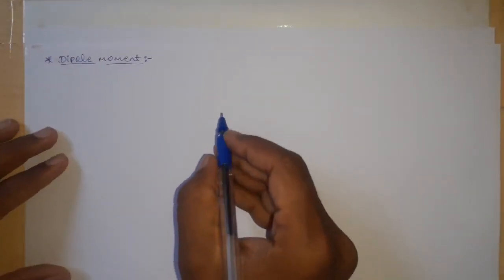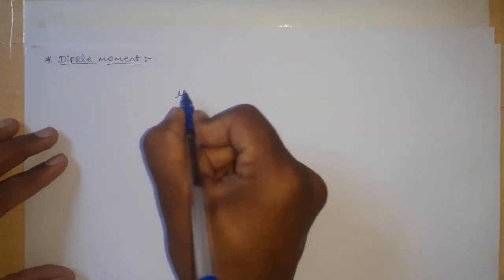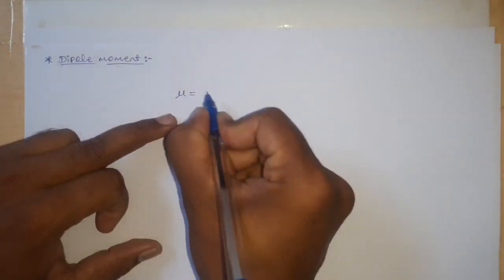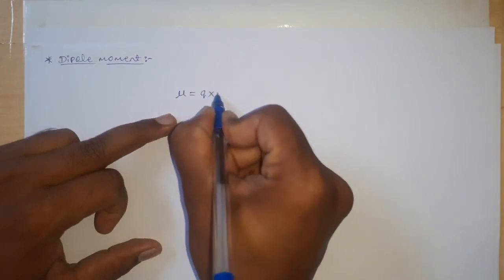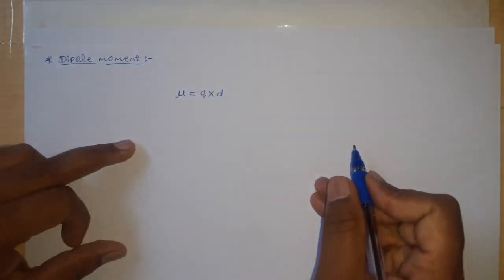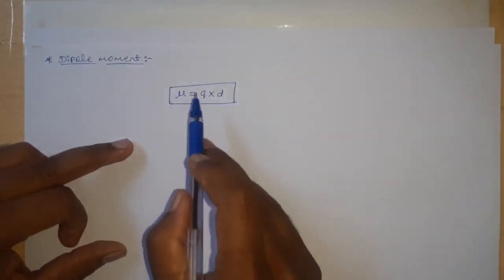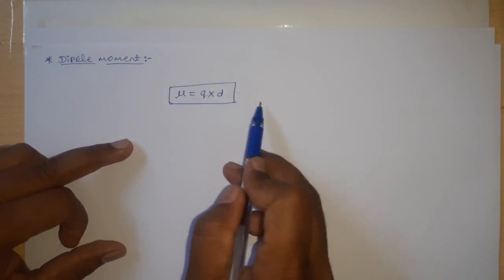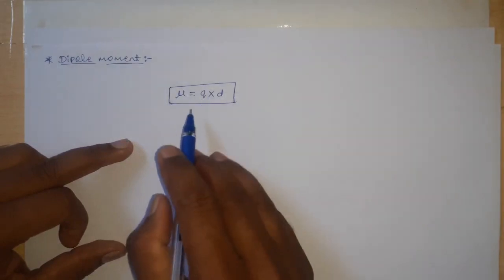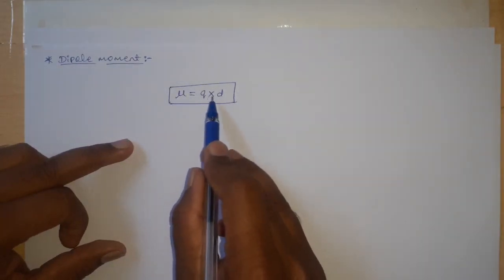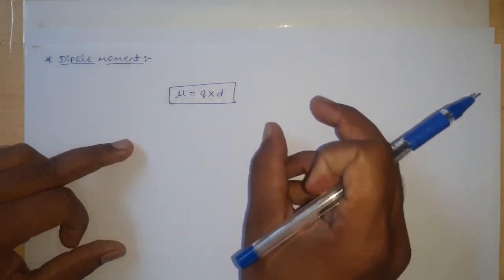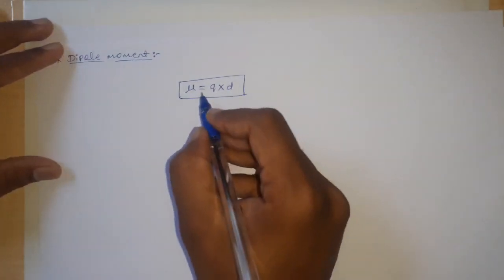Then let me explain about the dipole moment. This dipole moment can be represented by the symbol mu, and it can be defined as a product of charge into the distance of separation between the combining atoms. This dipole moment can be defined as the product of charge on any one of the atoms as a result of polarization and the distance of separation between those two combining atoms.